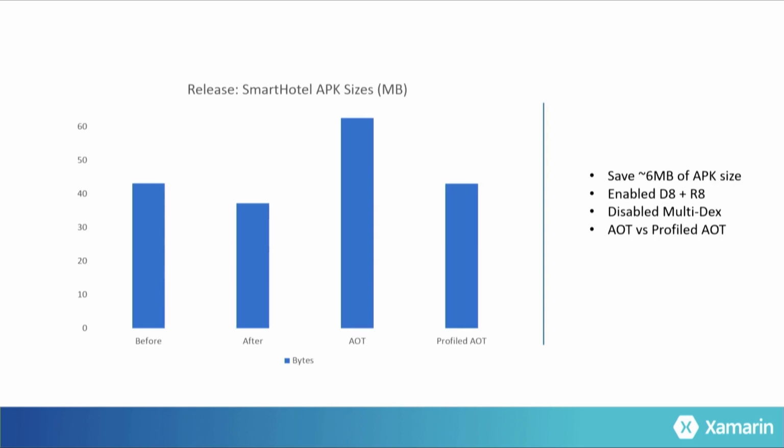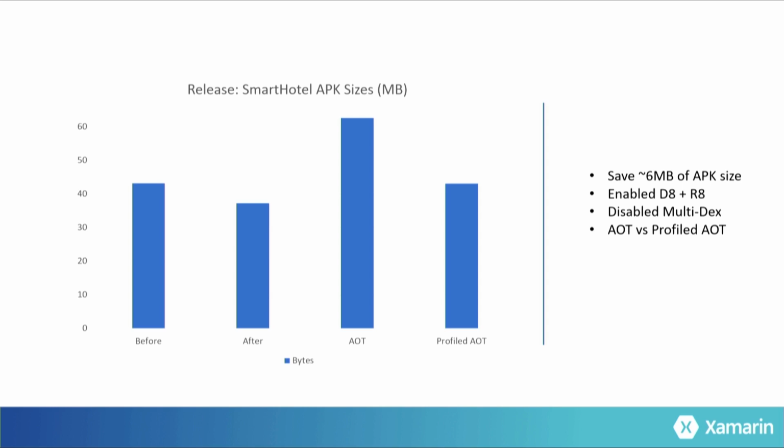So here's the APK size. Before I did anything, the app was like 45 megabytes, right? Well, I enabled D8 and R8, turned off multi-dex, and I saved immediately 6 megabytes off my APK size. And that's just by checking some boxes. And this app was lucky that I didn't really have to change anything. It just worked. And I think part of that is it's using the latest Xamarin Forms. And they have some default settings for ProGuard and R8 that should get things working for you.